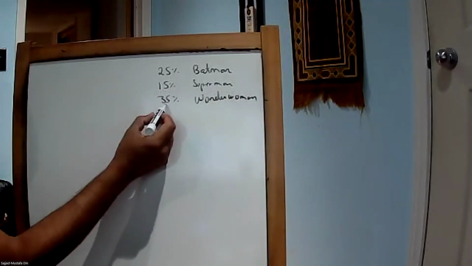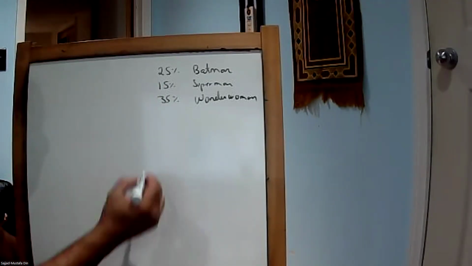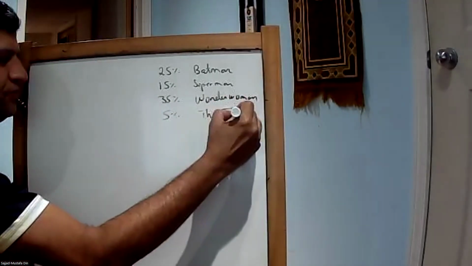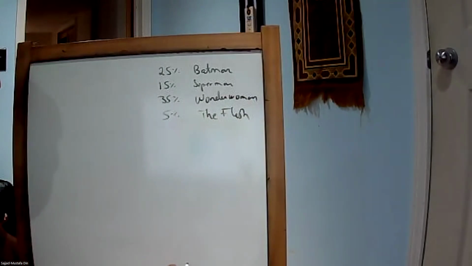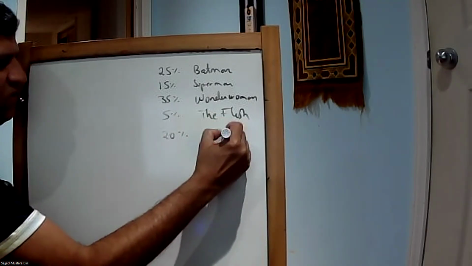Right, so where are we at? 35, 40, 50, 75, right? 5% say The Flash. We're at 80% there. And then 20% say Fantastic Four.